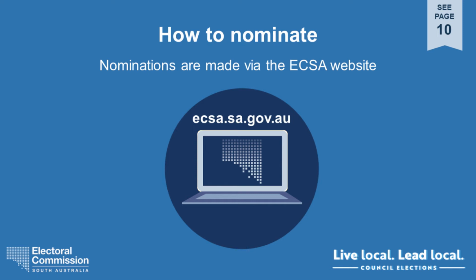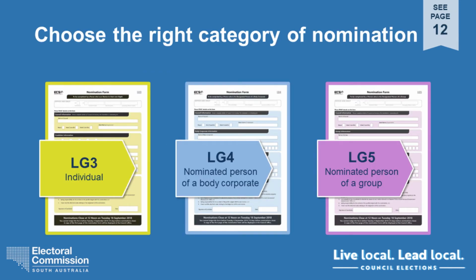Although the portal is intuitive, we have also created a user guide that will be available on our website to help you if you need it. There are 3 different categories of nomination forms. The first step in the portal is to ensure you select the correct nomination form for your entitlement.